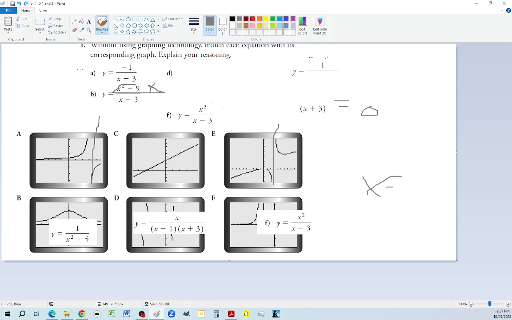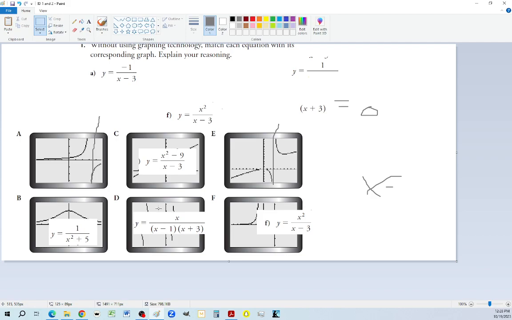When the denominator cancels out with the numerator, the restriction still is x cannot be 3, but it's going to be a hole. So that means this drawing over here is this one. And then finally, we got 2 left. They both have an asymptote of 3. We just have to figure out which one's which.